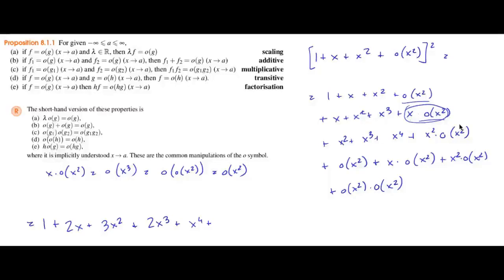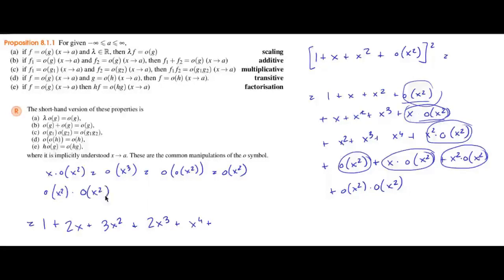Now we can use the same argument. This thing is also small o of x squared. This thing and this thing, using the same argument, are small o of x squared. This too. And what happens with this? This is small o of x squared times small o of x squared. Remember property C, small o of g1 times small o of g2 is small o of the product, small o of x to the fourth. But this is again small o of x squared, right?